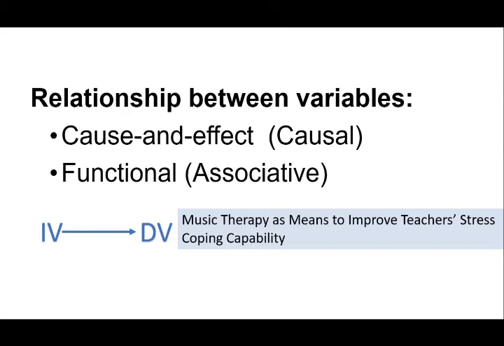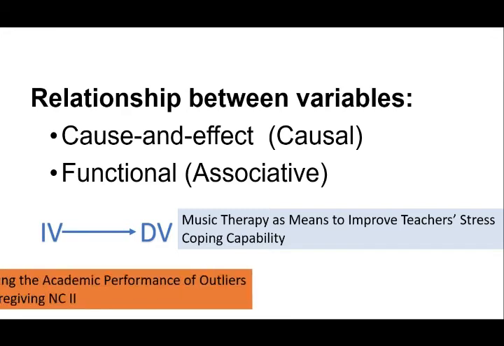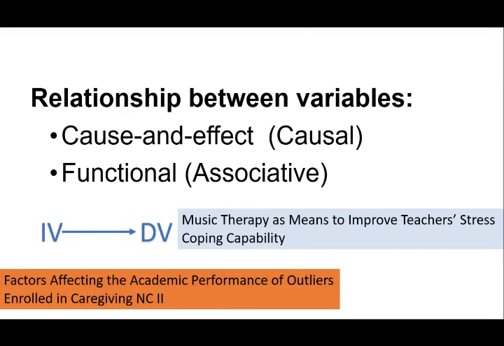In a conceptual framework, usually their relationship is denoted by a bold arrow or a straight line. The second type is functional or associative. For example, in this research, factors affecting the academic performance of learners enrolled in caregiving NC2. As you can see, there are a lot of factors, but we could not directly imply a relationship between these factors and the academic performance of learners. Although there is a relationship between independent and dependent variables, we could not clearly specify that. Thus, the relationship is usually denoted by a broken arrow.